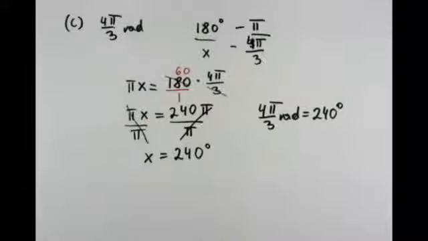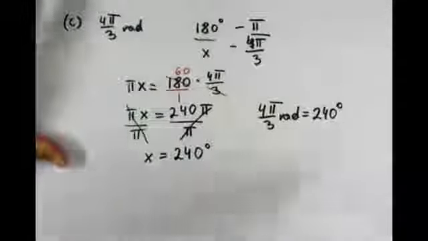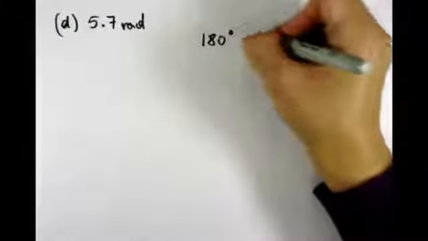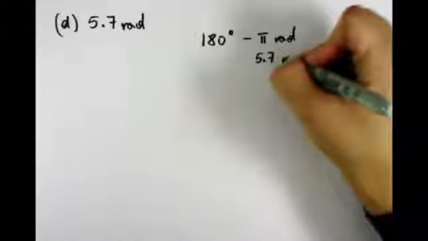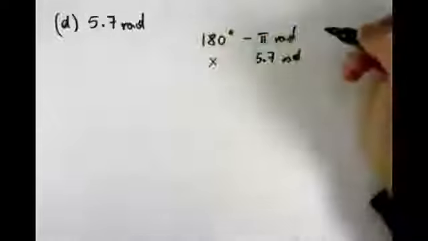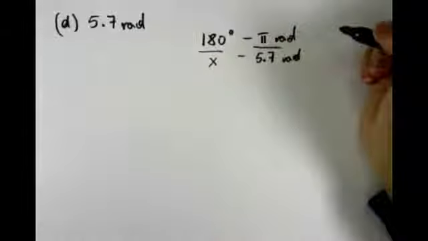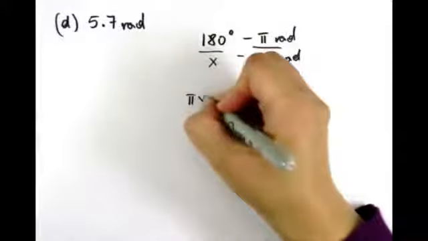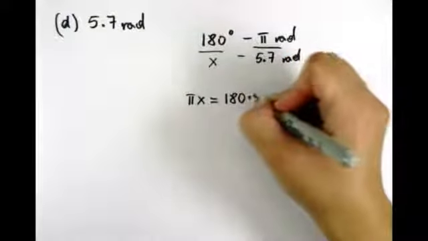One more example. Now we have D. We have 5.7 radians. The procedure is the same. Set up a proportion. We know that 180 degrees is pi radians. Now radians with radians, so 5.7 radians. I don't know, so I put x. And that's my proportion. We can cross multiply. So I have pi x is equal to 180 times 5.7.